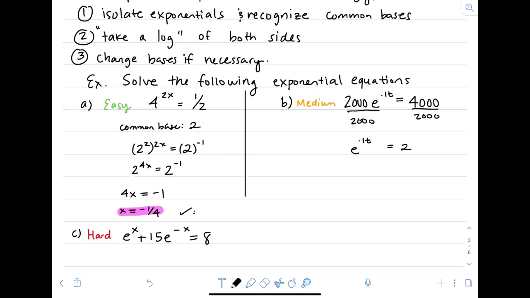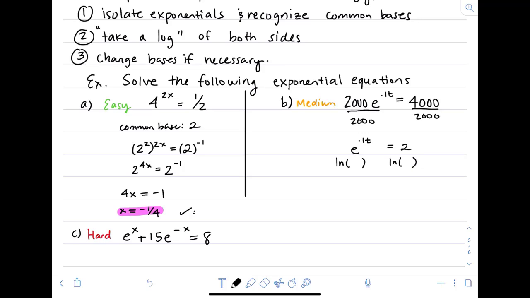Now you're allowed to take any log base you want, but some choices are easy and some choices are just a little bit harder. So for this particular equation, the base that we're working in is e. So it makes a lot of sense that I would take log base e of both sides, the natural log.